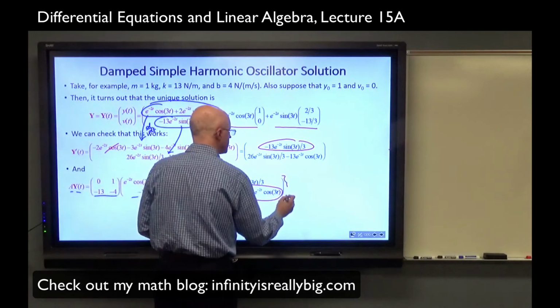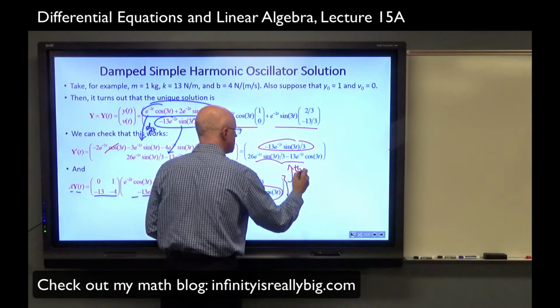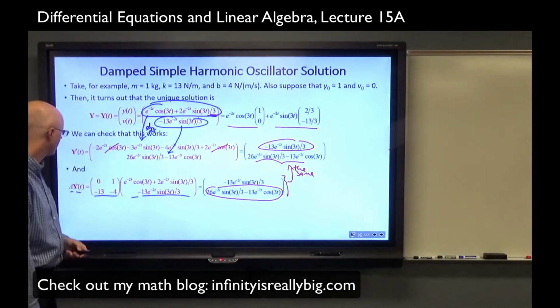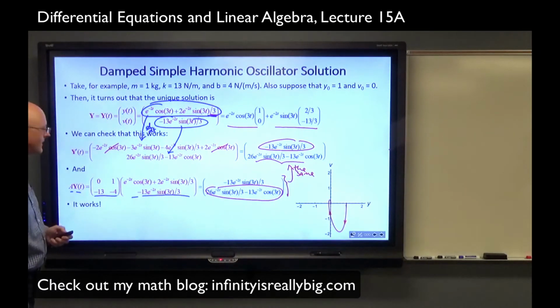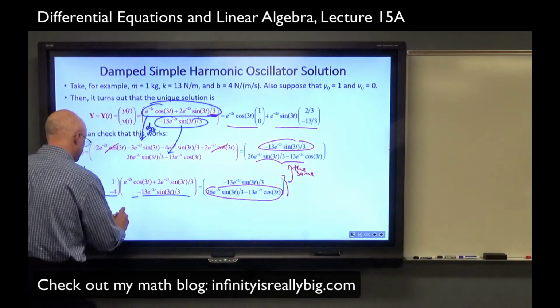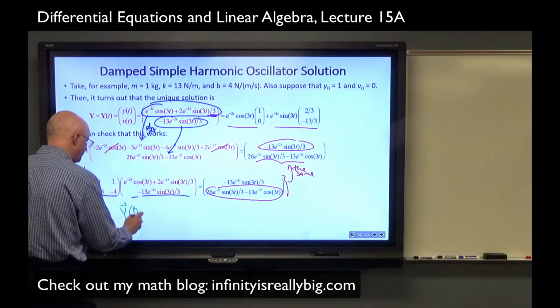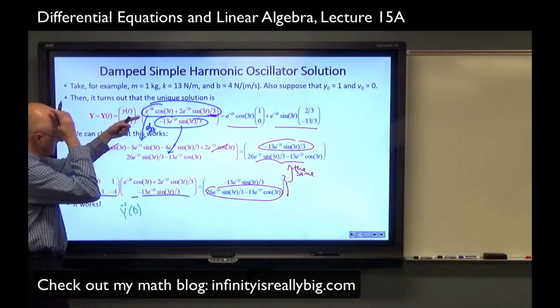And these two functions of t are the same. This does check. What about the initial condition? I guess I didn't do that here. I thought I did. Let's check the initial condition, boldface y, or vector y, of 0. Here's the formula up here. Plug in t equals 0.